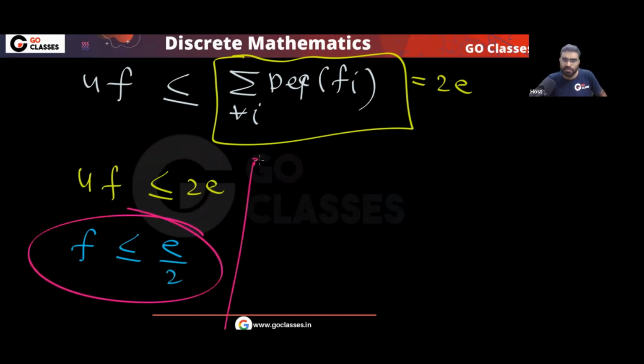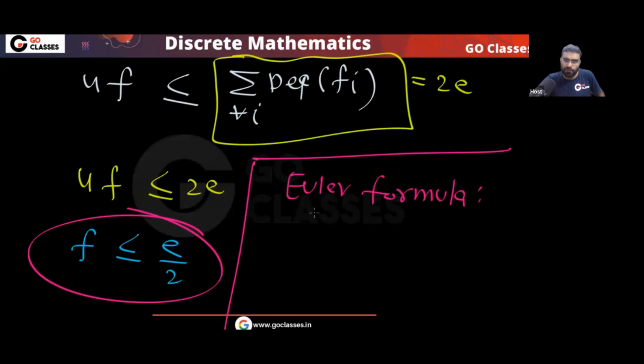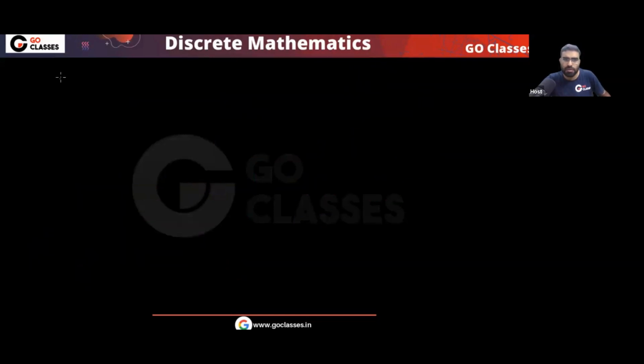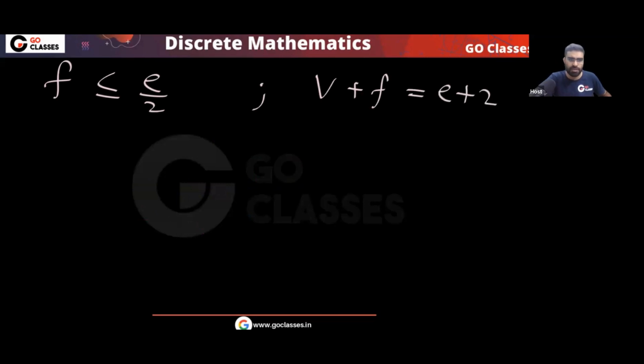And what does Euler's formula say for a connected graph? We have a connected graph, remember. It says that v plus f is equal to e plus 2. Now combine these two: f is less than or equal to e by 2, and Euler's formula says v plus f is equal to e plus 2.